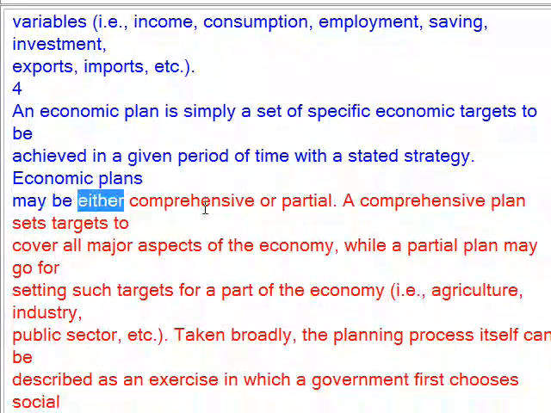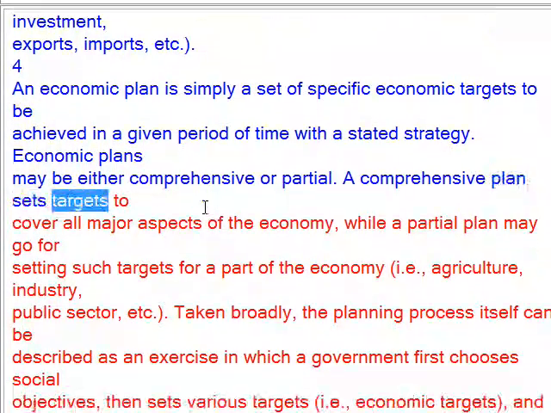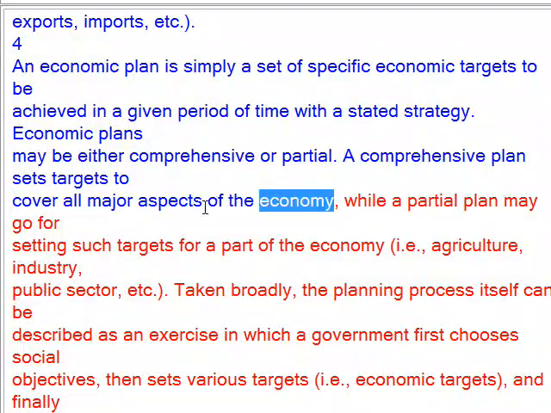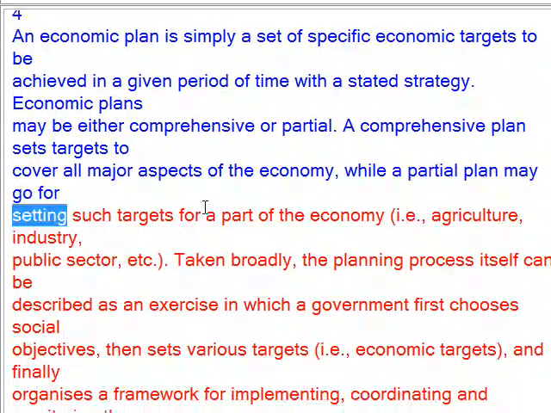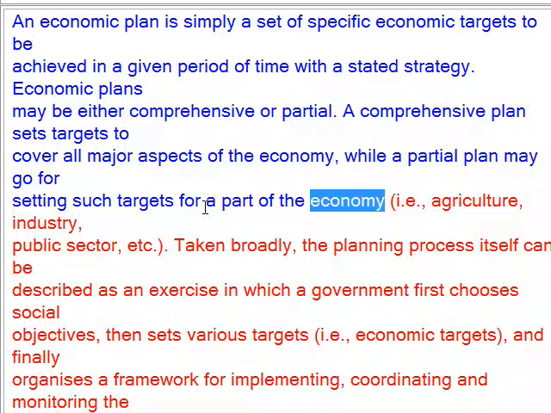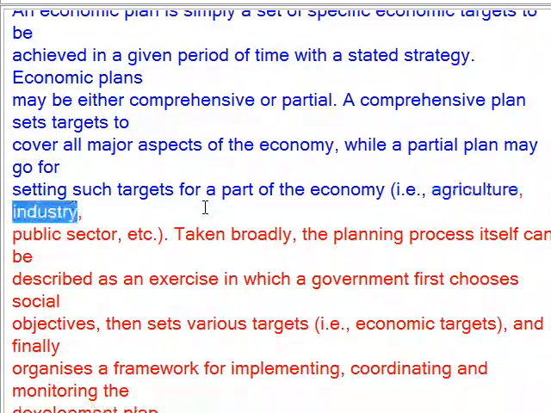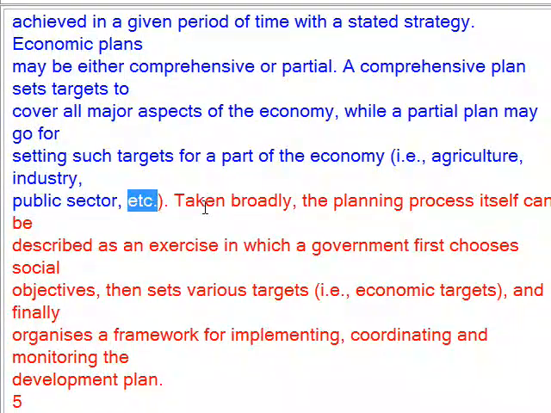Economic plans may be either comprehensive or partial. A comprehensive plan sets targets to cover all major aspects of the economy, while a partial plan may go for setting such targets for a part of the economy, i.e., agriculture, industry, public sector, etc.